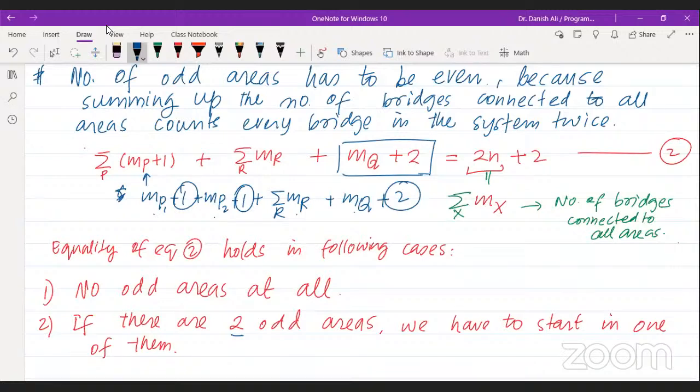So this will be mq plus 2 because we are multiplying by 2 as well in equation number 1. Okay, so we will get 4 on the left, which is 4 more than the total number of bridges, and here we have 2.